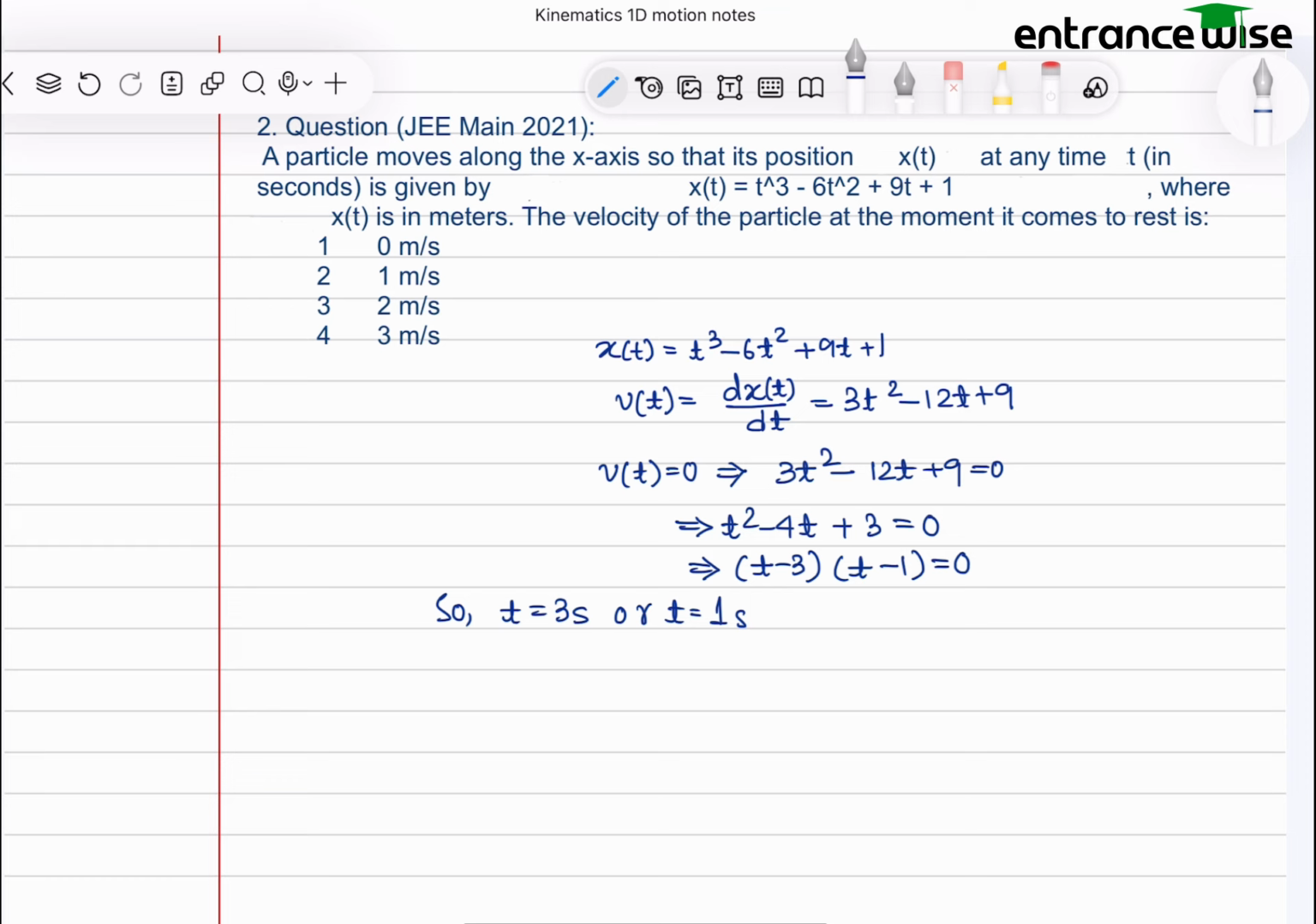The velocity at the moment the particle comes to rest is given as v(t) equals 0 meter per second. Therefore, the velocity at the moment it comes to rest is 0 meter per second. So the correct answer is 1.